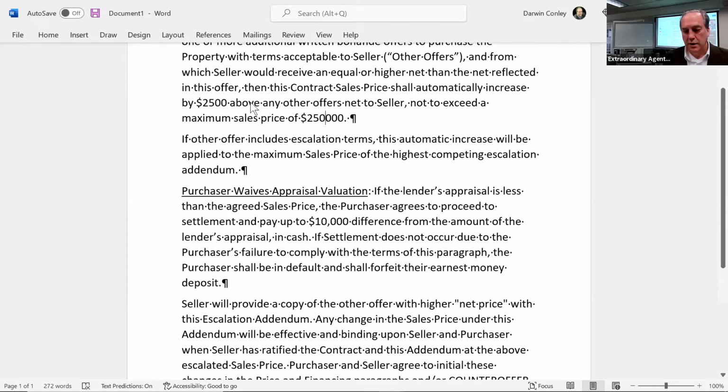25, in which case I would have 2,500 above the 225, which would put us at the 227.5. And again, that's if the seller elects to go with either of the offers. They obviously still can do whatever they want, but they know what we're fully willing to do when we use this escalation clause.